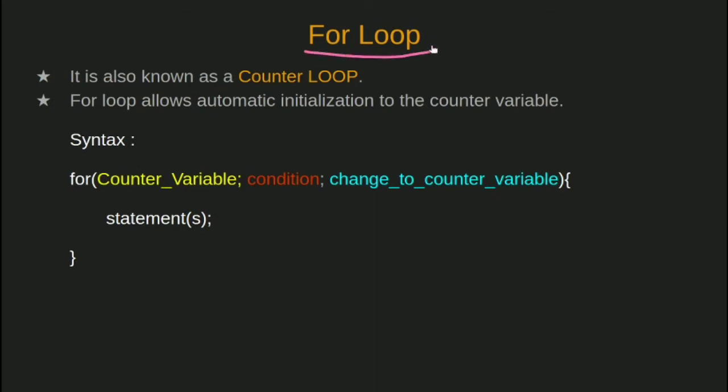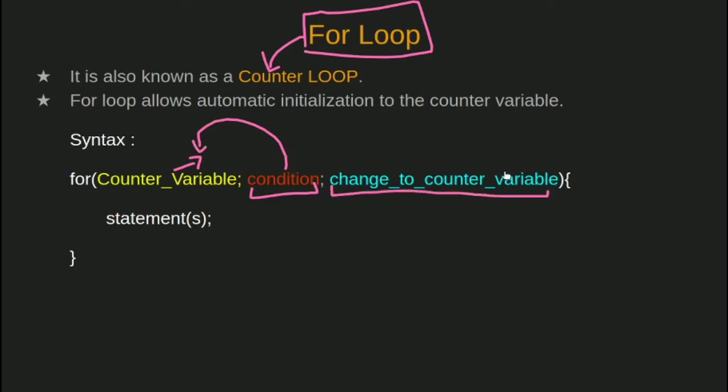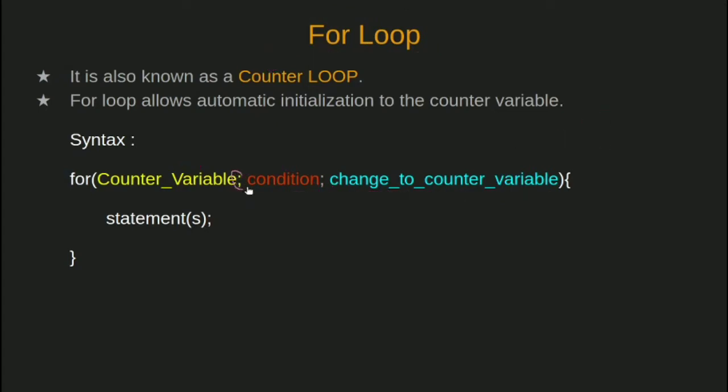Now this for loop is also known as our counter loop, and the reason it is called a counter loop is because it needs something known as a counter variable. Once we have the counter variable, we define a condition based on this counter variable, and then we form an expression which changes our counter variable. Pay close attention to these semicolons in between.